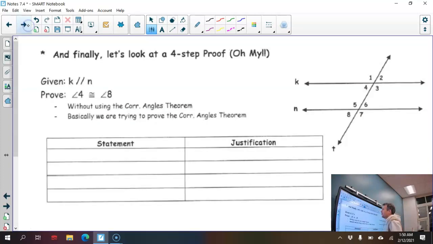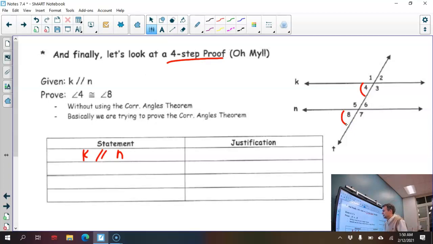All right, I got one more, the big fella. Four-step proof. Here we go. Let's write down the given. K is parallel to N. All right, I want to prove that angle 4 is congruent to angle 8.